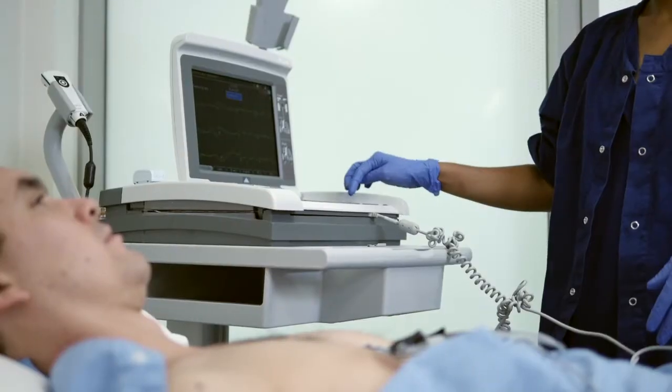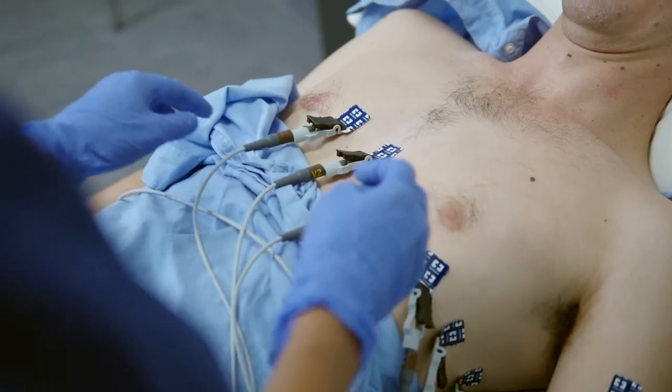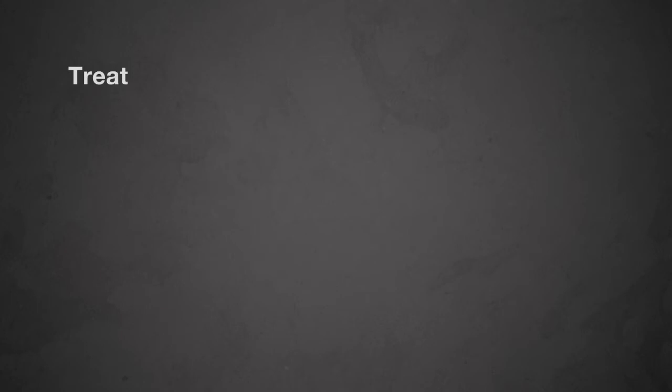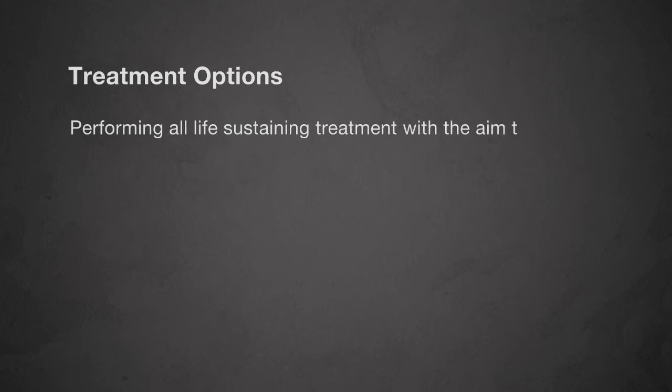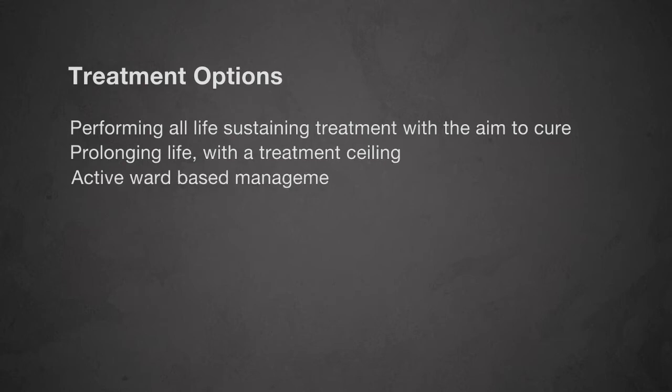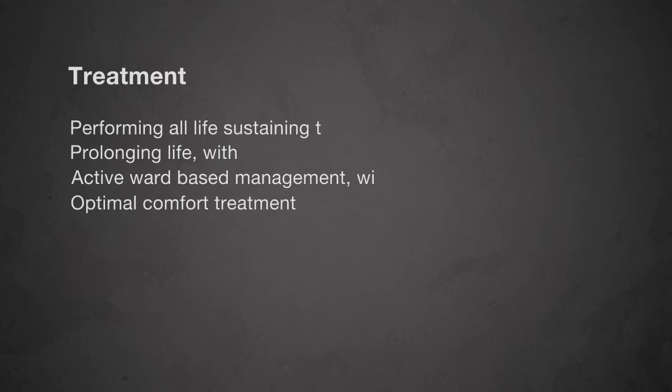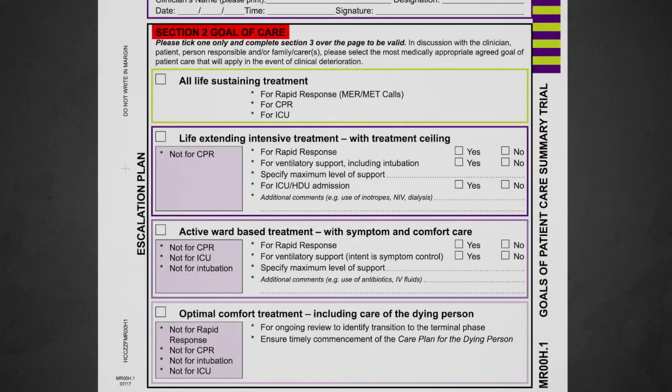Current decisions regarding ceilings of care are focused too narrowly on cardiac arrest and CPR, without incorporating a patient's values or identifying all treatment options, such as performing all life-sustaining treatment with the aim to cure, prolonging life with a treatment ceiling, active ward-based management with symptom and comfort care, and optimal comfort treatment for palliated patients. These goals are specified in Section 2, which groups appropriate treatment options with each goal. This addresses the issue with the old DNR forms, which allowed contradicting treatments to be individually selected.